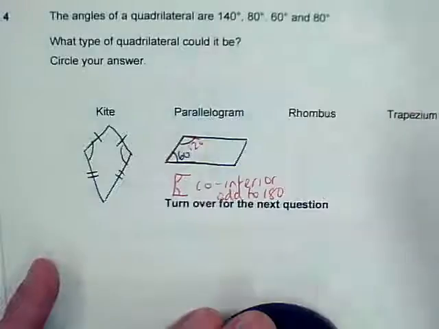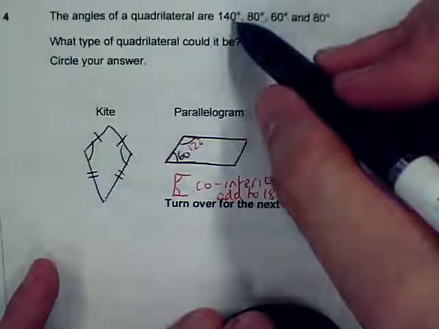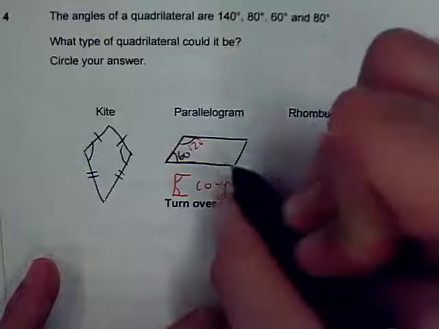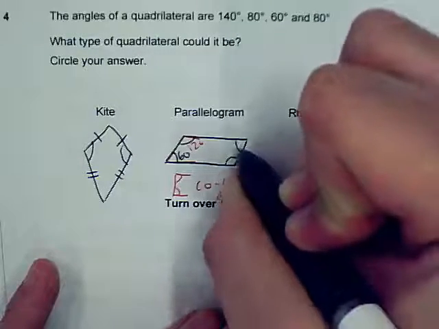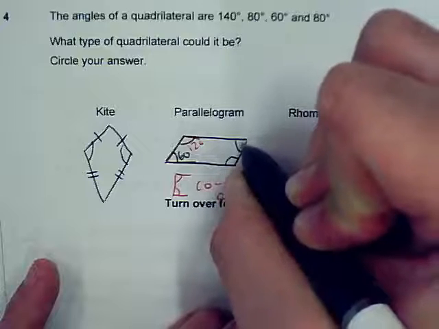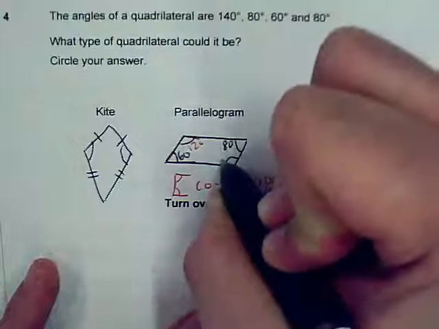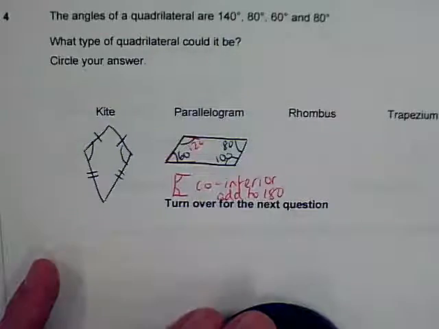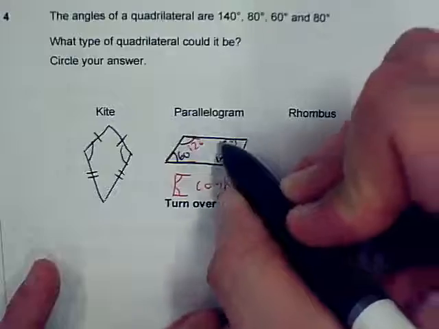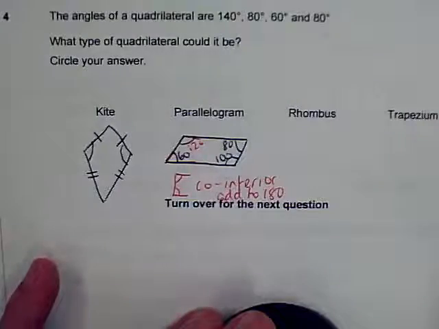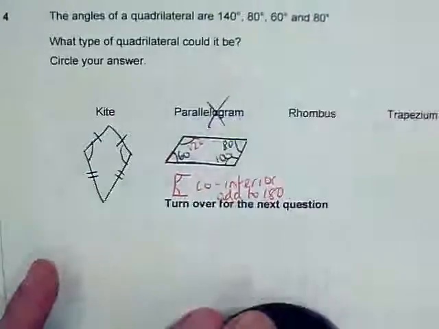So if this one was 60, the other one would have to be 120, or, because we can see that's not right, say this acute angle here was 80 instead, then this one would have to be 100. Okay, because it, again, is a C shape, and therefore they have to add up to 180. So it's definitely not the parallelogram, because those angles don't match what we're given.